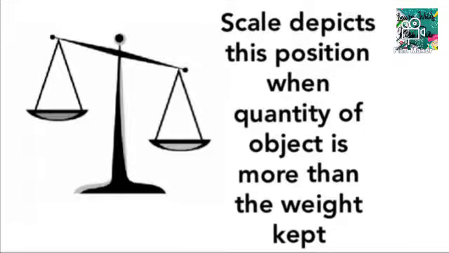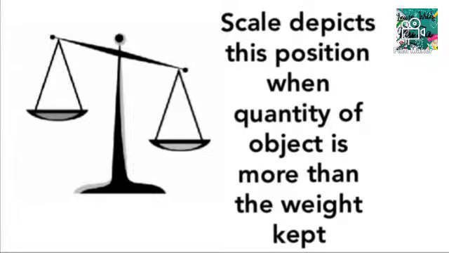But when the scale depicts this position, what is that? This is when the quantity of the object is more than the weight kept. That means your potato bag is heavier than the weight kept. So we have to make it balanced to find the weight. So the shopkeeper, until the scale gets balanced, might keep adding weights and go on. Then only we can find the exact weight. So did you get it?